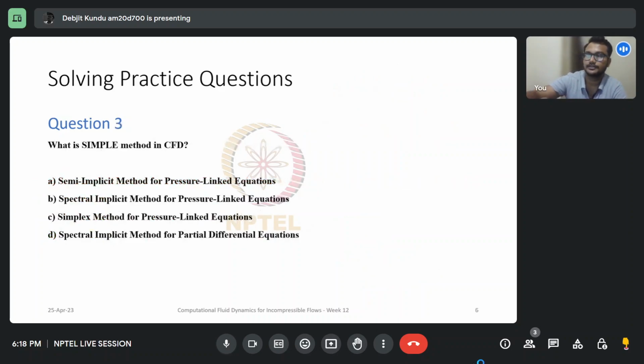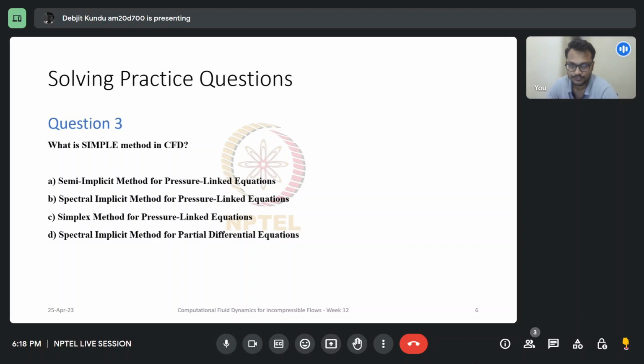We move on to question number 3, which says, what is SIMPLE method in CFD? Now, there are several options given below, different expansions of the term SIMPLE. You have to select the correct option whose abbreviation is SIMPLE, and that's actually the real thing that is used in CFD, the SIMPLE algorithm.